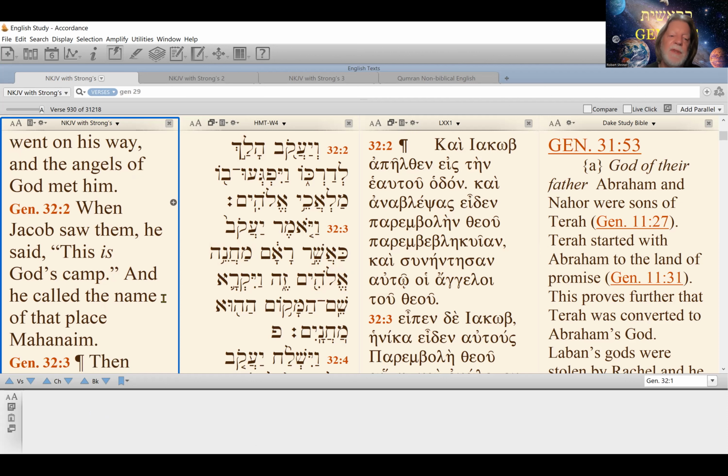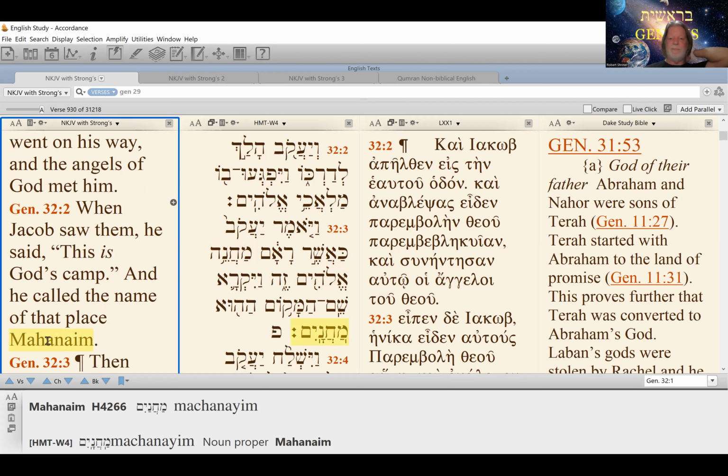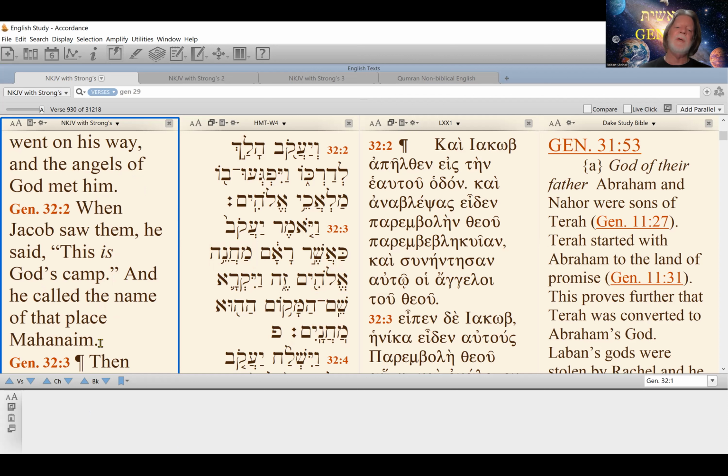And he called the name of that place Mahanaim. And it hasn't explained to us yet why he calls it Mahanaim instead of Mahane. Mahanaim is the dual form of the word camp, which literally means two camps. And as we continue on here, we'll see why Jacob called it Mahanaim instead of Mahane.